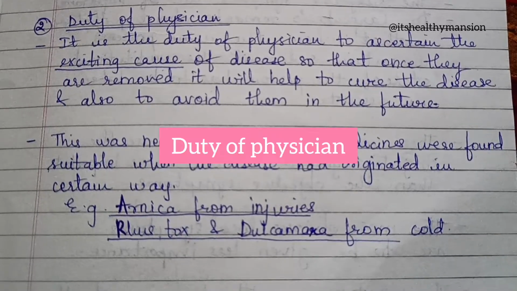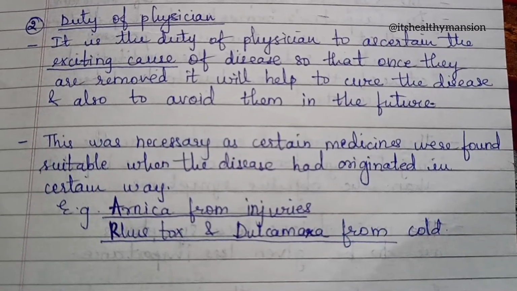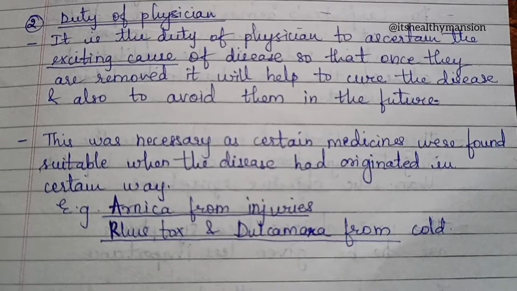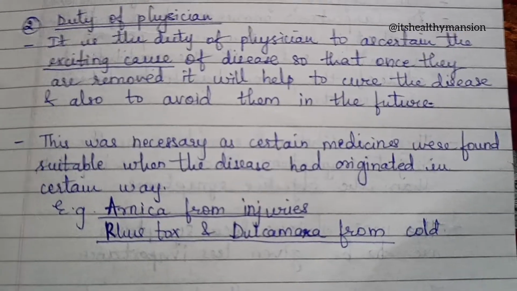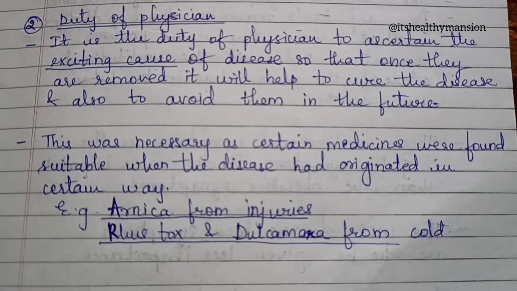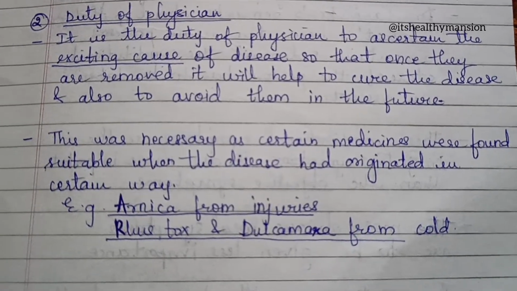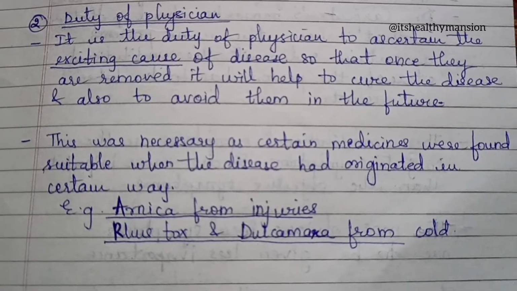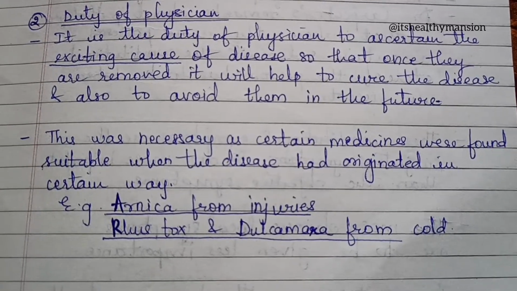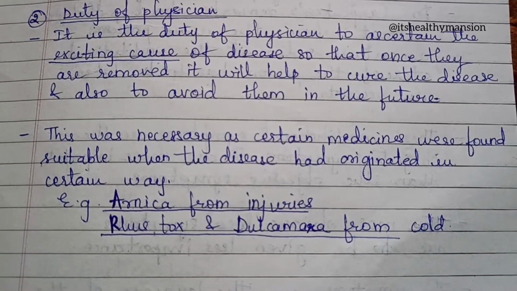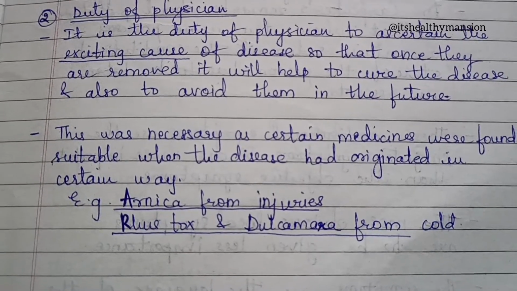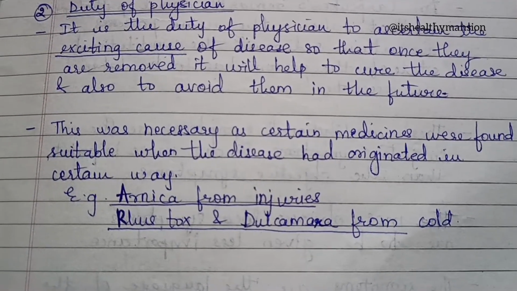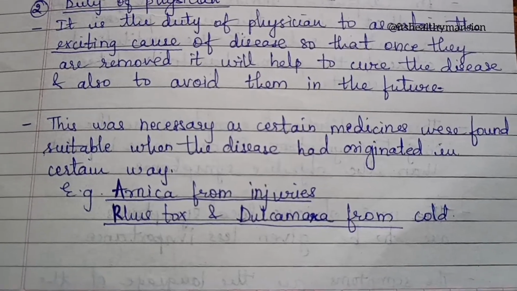Duty of the physician: it is the duty of the physician to ascertain the exciting cause of disease so that once they are removed, it will help to cure the disease and also to avoid them in the future. This was necessary as certain medicines were found suitable when the disease had originated in a certain way. Example, arnica for injuries, rhus tox and dulcamara for cold.